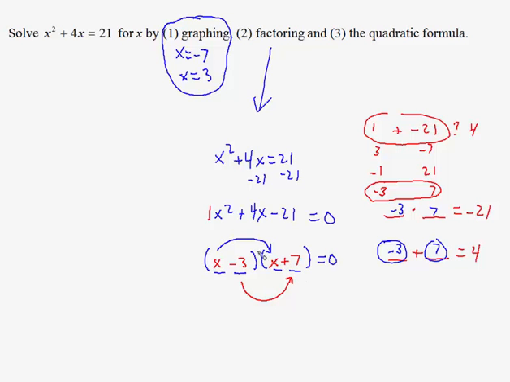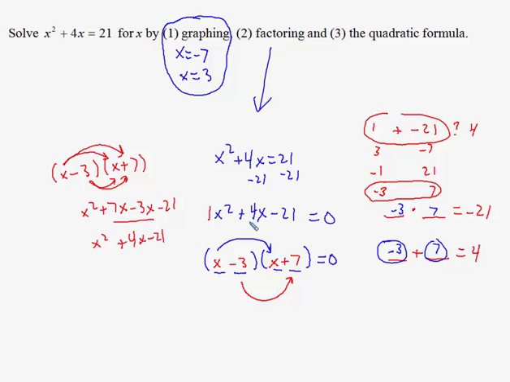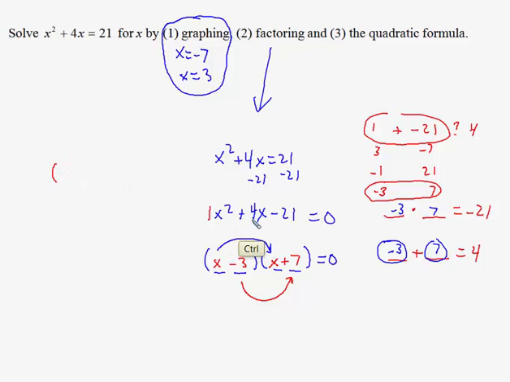And if you want, you could FOIL this to make sure that it checks and see that x times x is x squared, x times 7 is 7x, negative 3 times x is negative 3x, and negative 3 times 7 is negative 21. And you combine those middle terms to give a 4x. This just proves that I didn't change the problem, that this trinomial in factored form is equivalent to this.